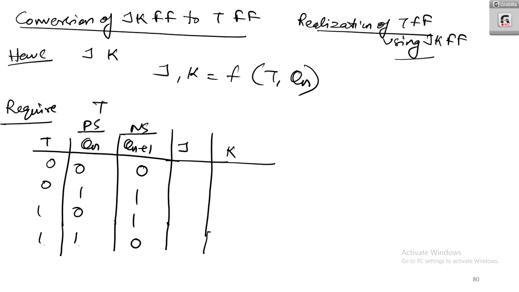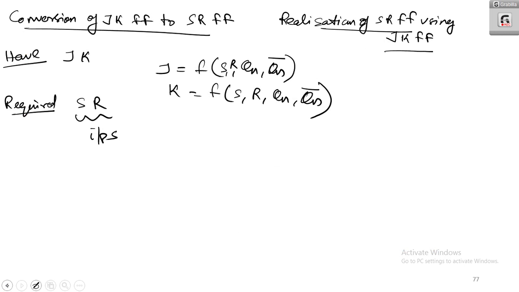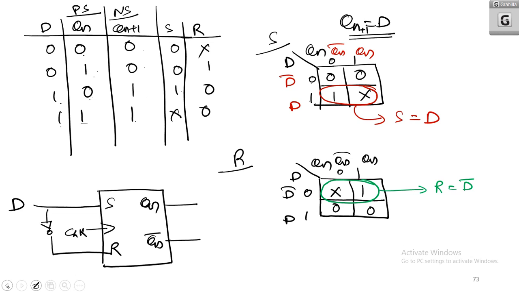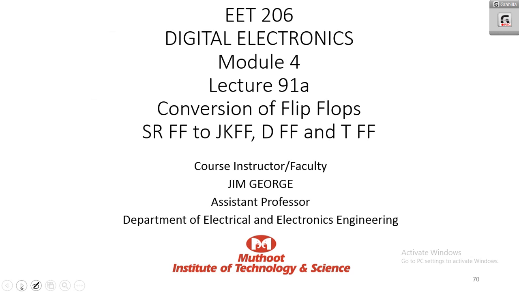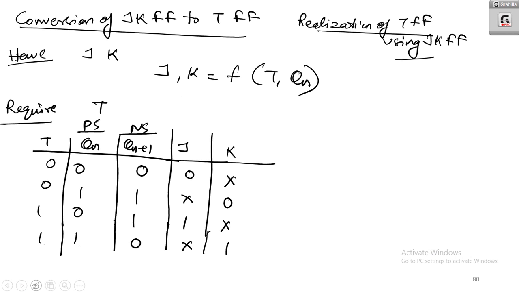Now what are the values of J and K? 0 to 0 means it is 0, don't care. 1 to 1 means it is don't care, 0. 0 to 1 means it is set, so it is 1, don't care. 1 to 0 means it is reset, that is don't care, 1. So that is the excitation table of JK flip-flop, right?